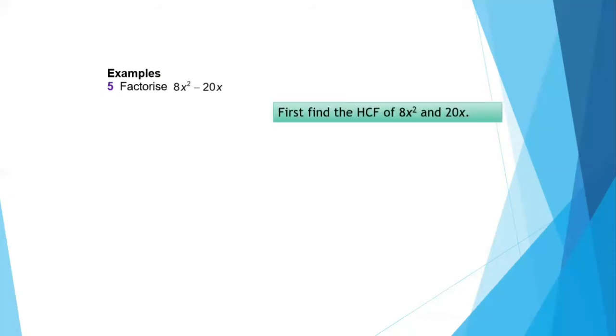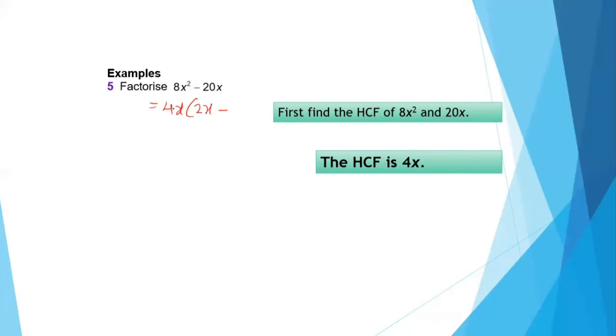So we find the HCF of 8x square and 20x. 8 and 20, the HCF of 8 and 20 is 4. And x square and x, it is x. So if 4x is the HCF, what do we do here? We take out 4x common, and 4 into what gives 8? 2. X into what gives x square? X. 4 into what gives 20, and the x has already gone out. So we get 4x in bracket 2x minus 5.